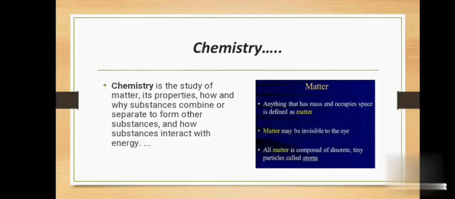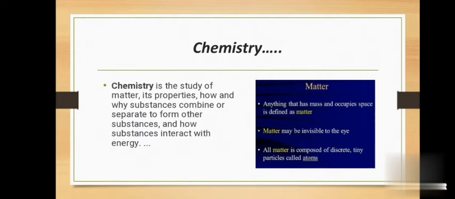So if we move on towards not a very bookish definition but a simple and easy one, chemistry is defined as the study of matter, its properties, how and why substances combine or separate to form other substances, and how substances interact with energy.